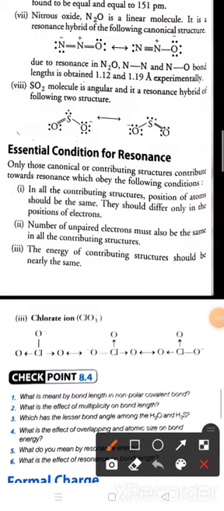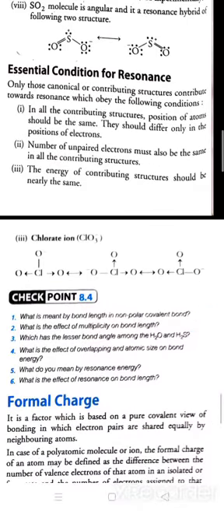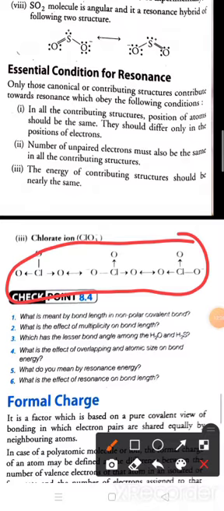The second condition is that the number of unpaired electrons must also be the same in all the contributing structures. The third condition is that the energy of the contributing structures should be nearly the same. For example, these three canonical structures have equal energy. That's why they show resonance. And the second condition is that the number of unpaired electrons must also be the same.